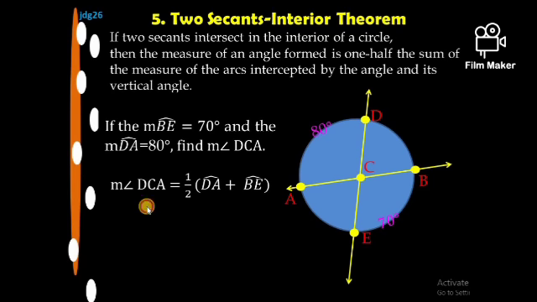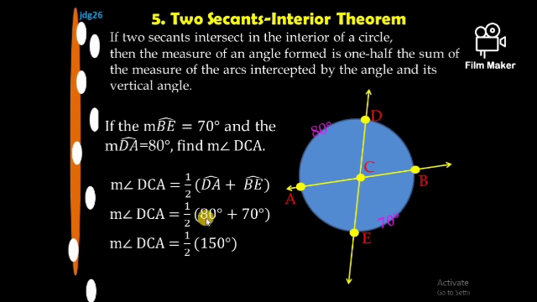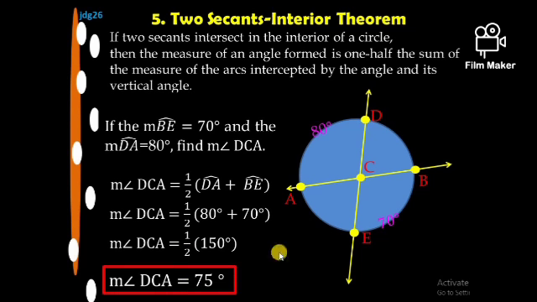So, alamin natin, nasaan ba yung mga angles. So, measure of angle DCA. Arc DA is 80 degrees. And its vertical angle, ito sa kabila. So, ito ang kukunin natin na arc. This is equal to 70. Just add. So, 80 plus 70 is 150. Then, divide by 2 or get the half of 150. And this is equal to 75 degrees.